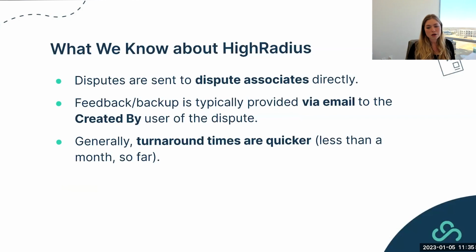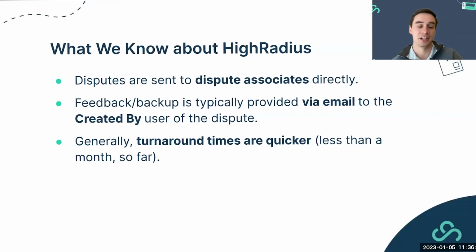Generally, turnaround times are quicker, less than a month so far. That's great. We have a whole lot of information on benchmarking AP deductions with Walmart, and sometimes there are deductions that aren't getting paid back for 60 days. So less than a month is pretty quick for getting some insight into your OTIF fines.